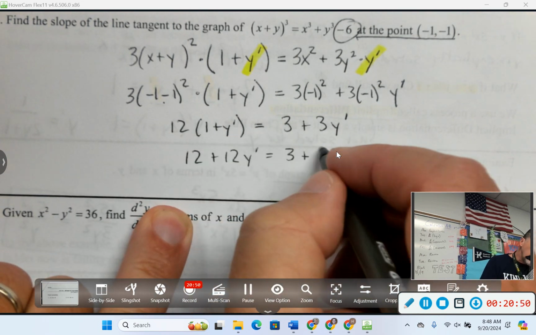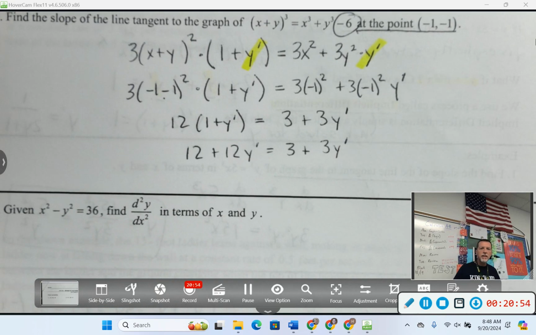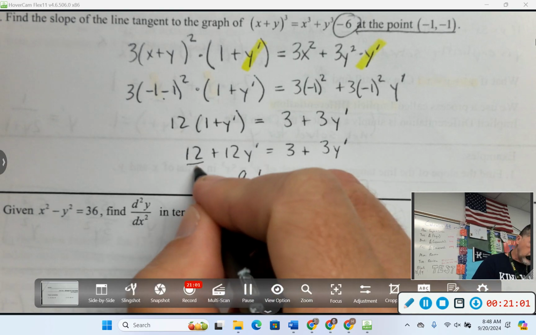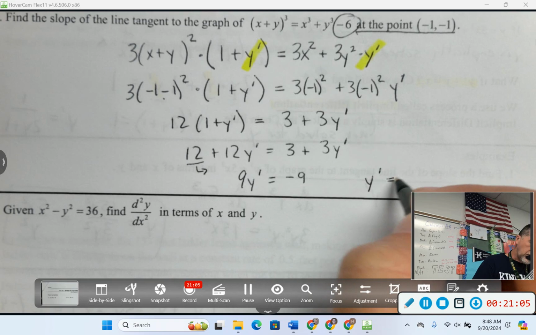I'm going to distribute to 12. Now I'm getting close, finally. Let's move the y prime to the left. Move this 12 to the right. And y prime equals negative 1.